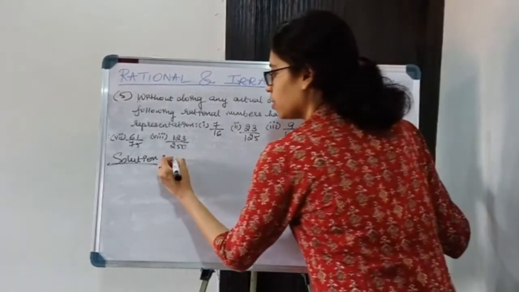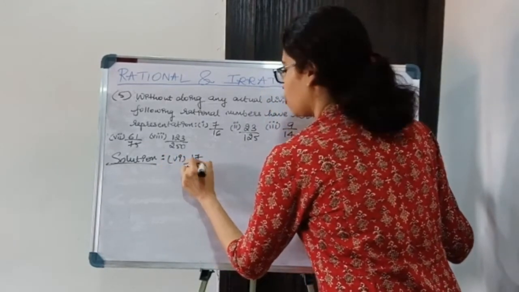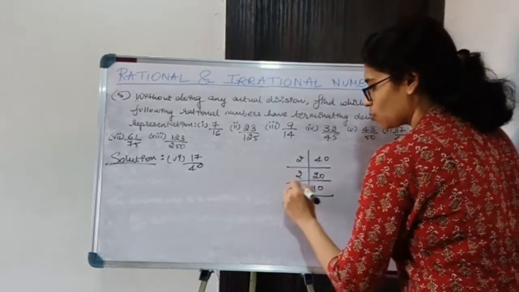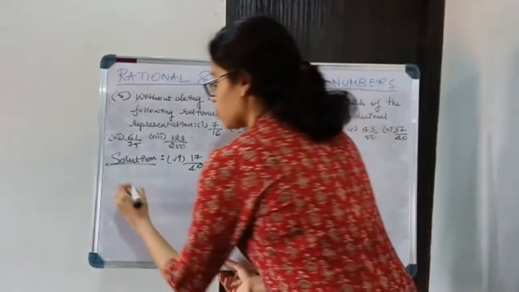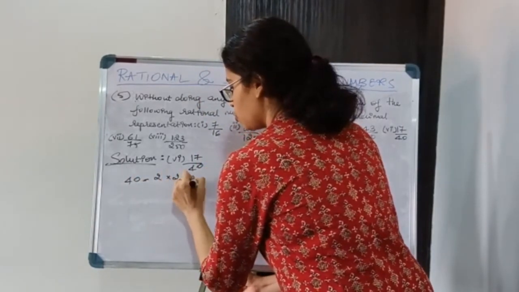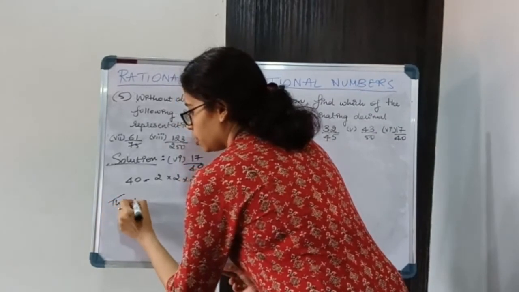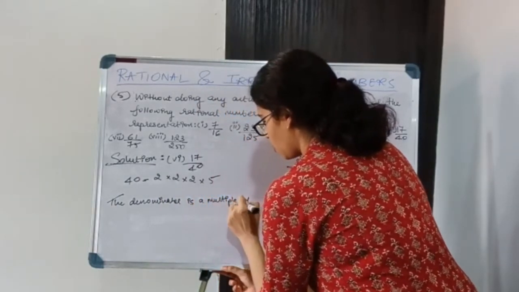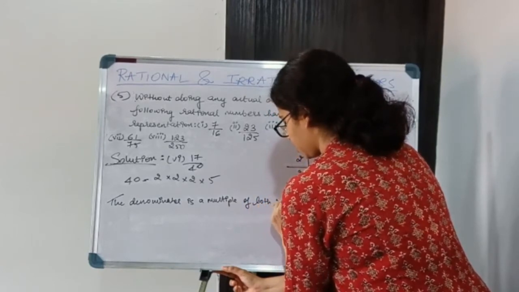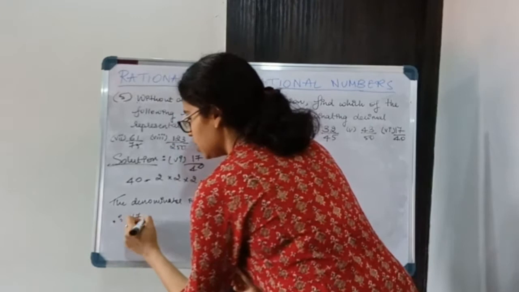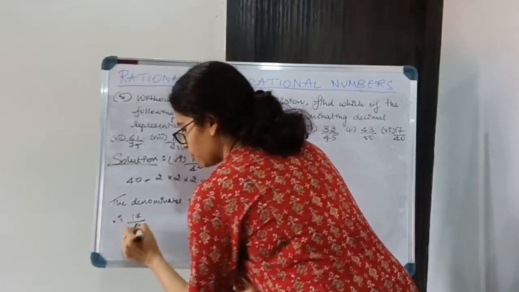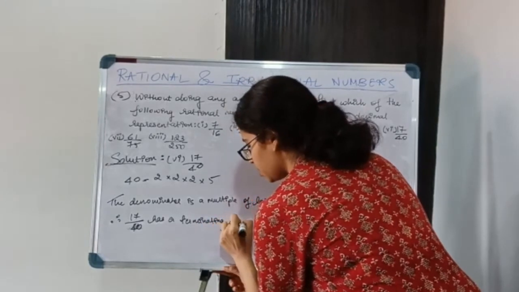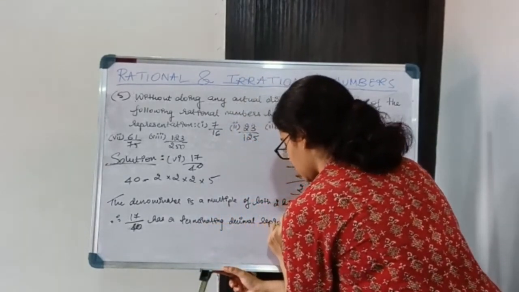Considering the sixth fraction, that is 17 by 40, I'll factorize 40. 2 20s are 40, 2 10s are 20, 2 5s are 10, 5 1s are 5. So 40 can be written as 2 into 2 into 2 into 5. Therefore, the denominator is a multiple of both 2 and 5. Therefore 17 by 40 has a terminating decimal representation.